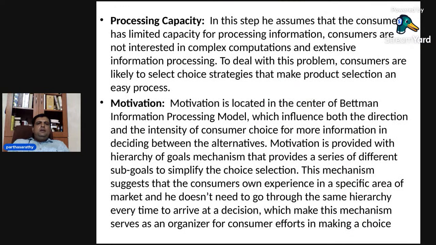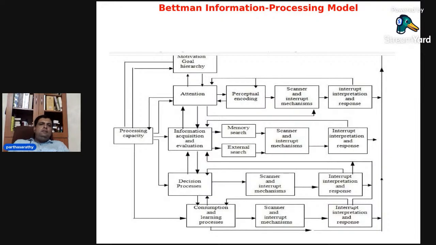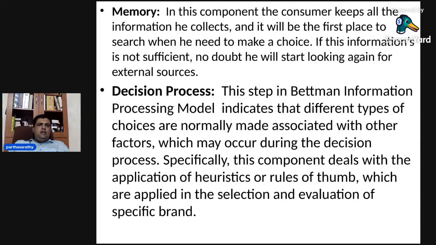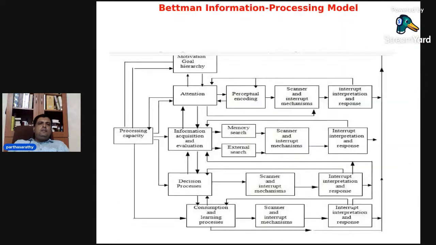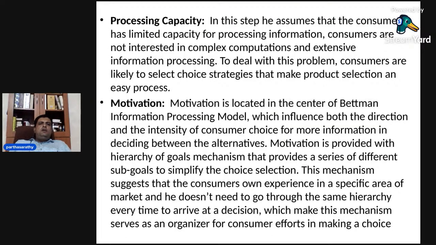So processing capacity. So here motivation, goal hierarchy, attention. So we have different quadrants representing different things. So they can be clubbed under these things. So processing capacity. In this step, he assumes that the consumer has a limited capacity for processing information. Consumers are not interested in complex computation and extensive information processing. To deal with this problem, the consumers are likely to select choice strategies that make product selection an easy process.